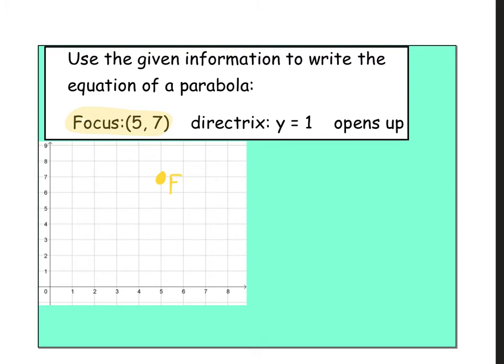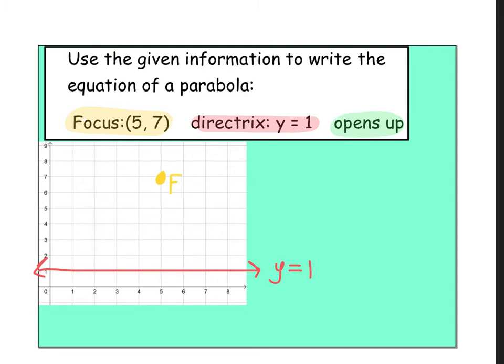Our directrix is the line y equals 1, which of course is a nice horizontal line. Just based on this information, we already know that the graph opens up. They did give that to us, but if you remember, a parabola always opens toward the focus and away from the directrix. So I know it's going to have to do something like this. We'll find exactly where it is in just a second.